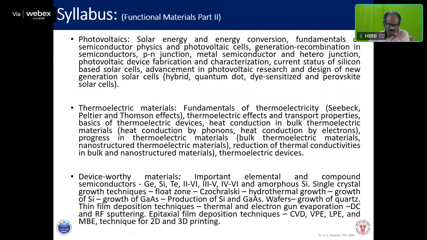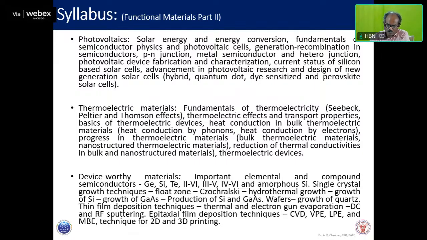Then we will see some device-worthy materials, which includes important elemental and compound semiconductors, which are germanium, silicon, tin, tellurium, and amorphous silicon. Single crystal growth techniques: float zone, Czochralski, hydrothermal, different kinds of growth methods, and thin film deposition techniques also you will see.